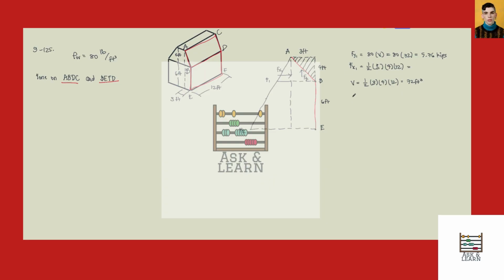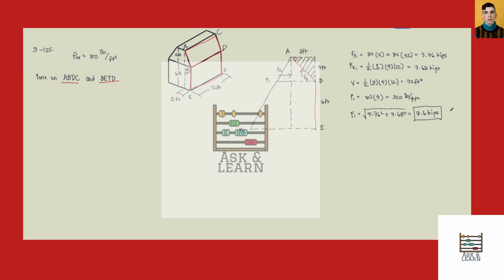And for Fx1, pressure 1 is equal to 80 times 4, which is 320 pounds per square foot. So we have Fx1 is equal to 7.68 kips. So the force acting on ABDC is equal to the square root of 5.76 squared plus 7.68 squared, which is equal to 9.6 kips.